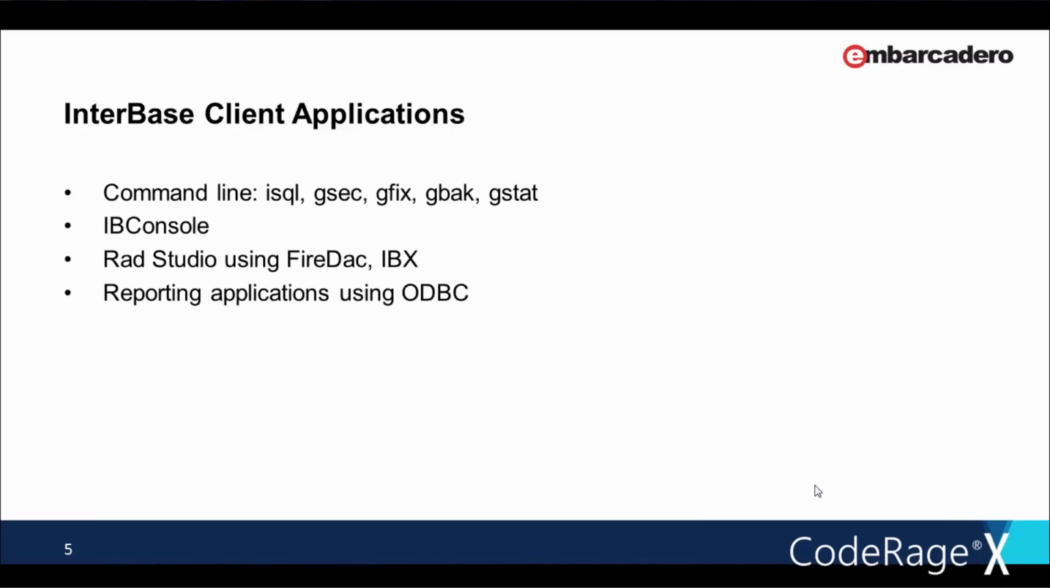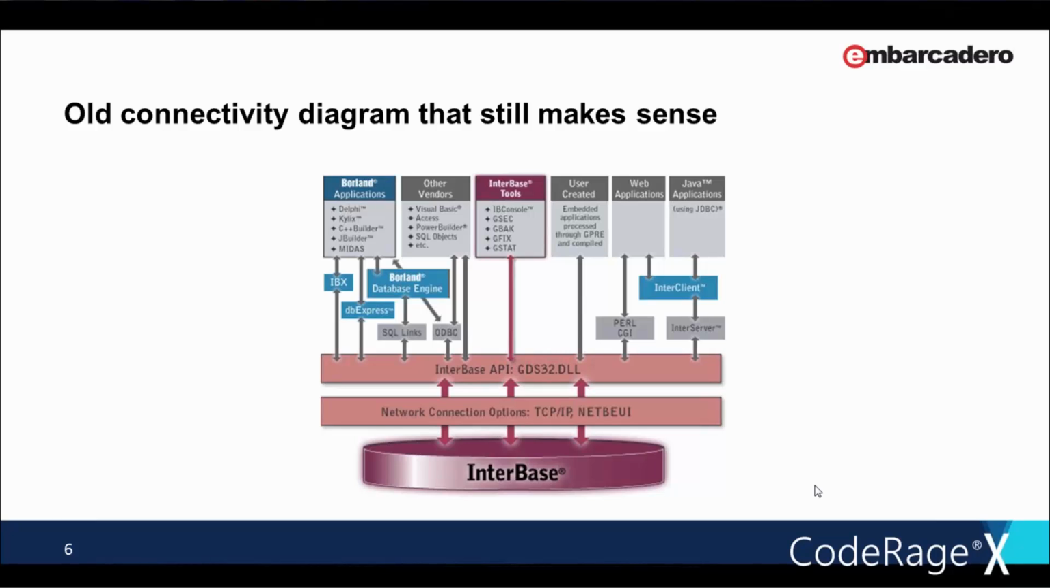Okay, you're going to need a client application to make a connection. So we are going to see ISQL today. We're going to see GSEC today. These other things are command line tools that are included with InterBase. We're going to see IB Console today. That's the InterBase graphical user interface utility to connect. We're going to see ODBC. Typically, that's used with reporting tools. Now, we're not going to do a reporting tool. We're just going to see how to make an ODBC connection. And then finally, we're going to use RAD Studio and see a little bit of code and do that in FireDAC and InterBase Express.